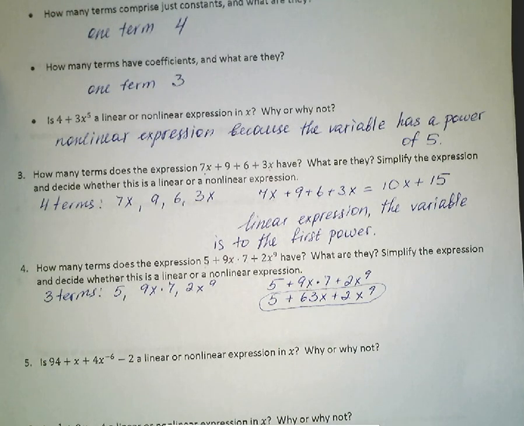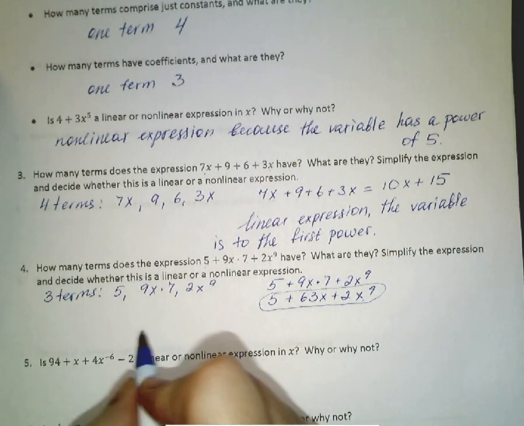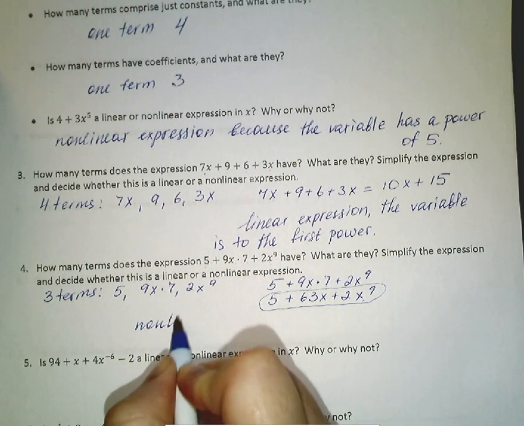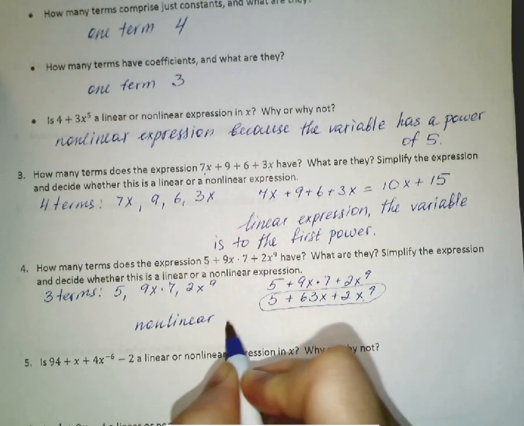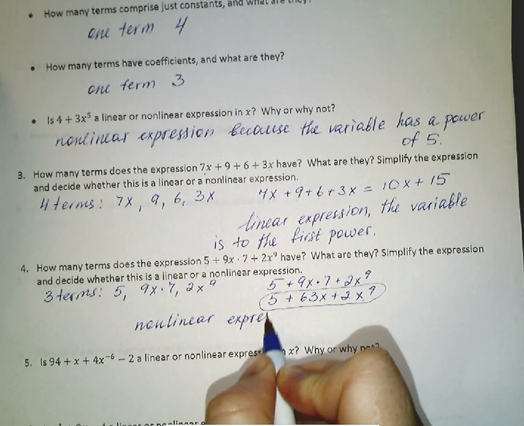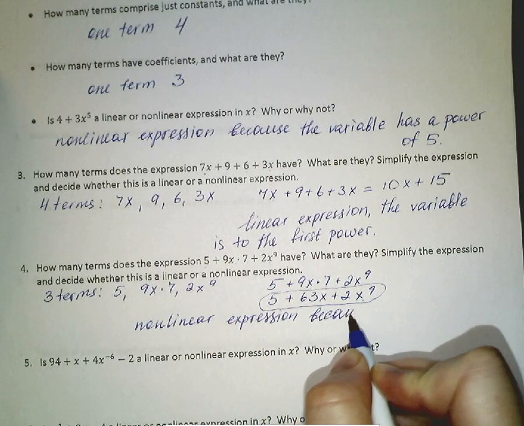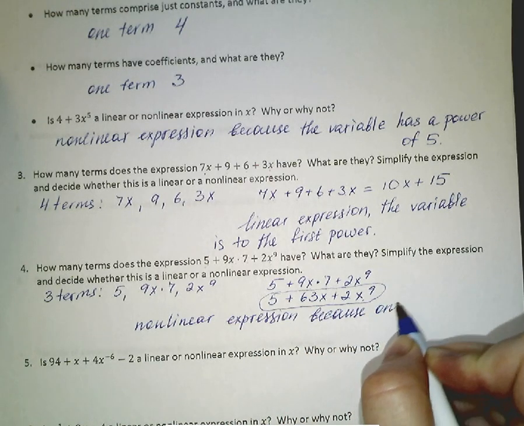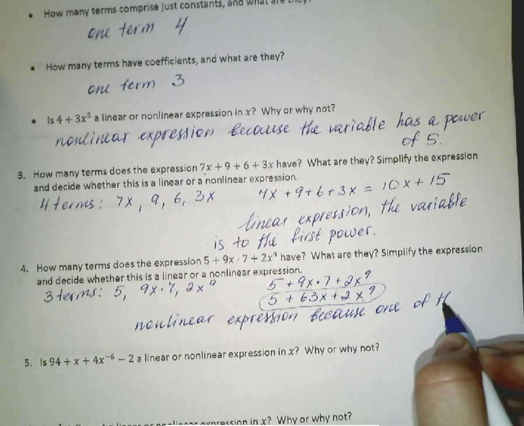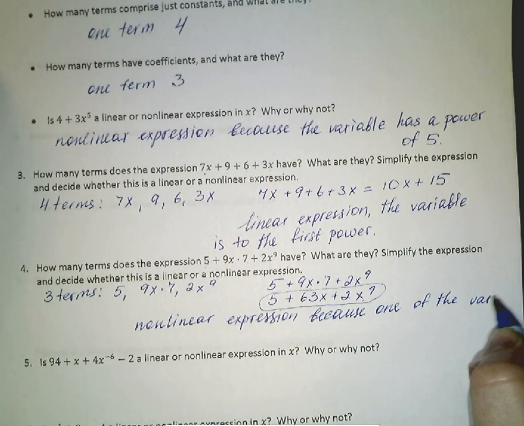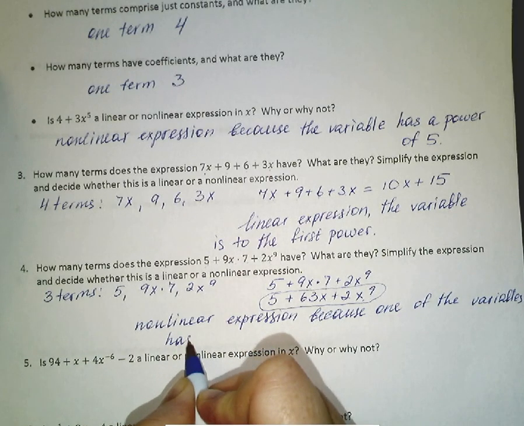Okay, is it a linear or a nonlinear expression? This is a nonlinear expression because one of the variables has a power of 9. Nonlinear expression because one of the variables has a power of 9.